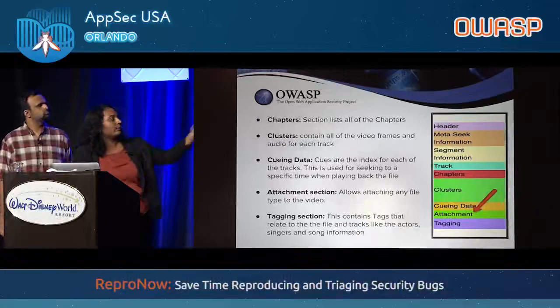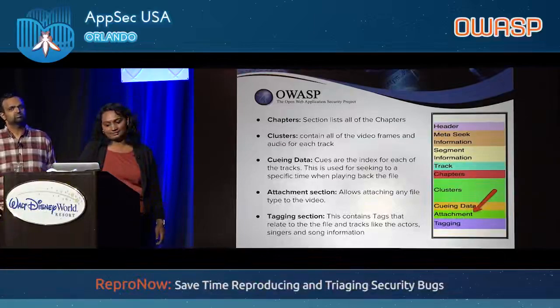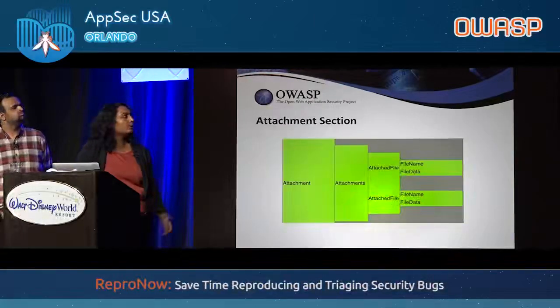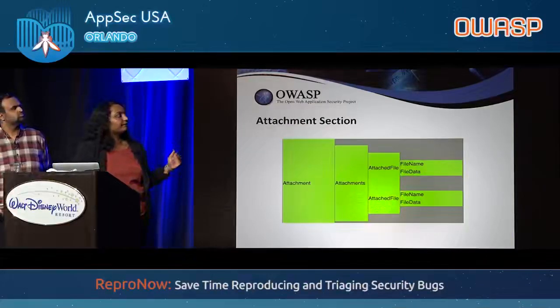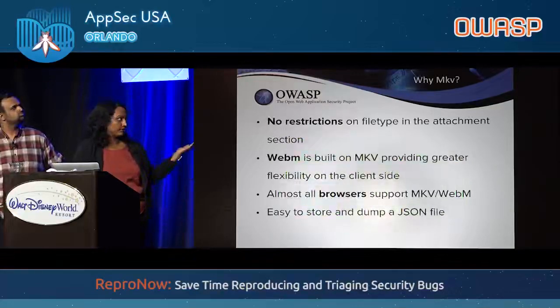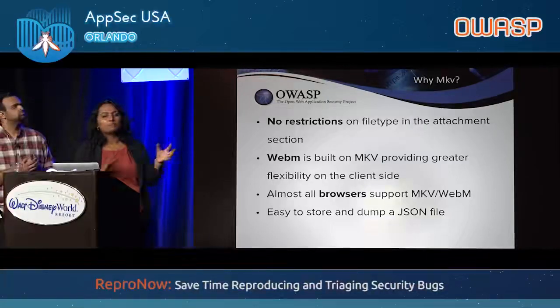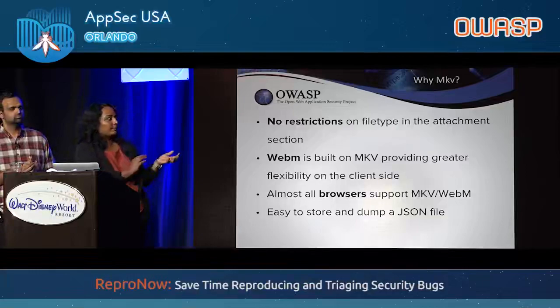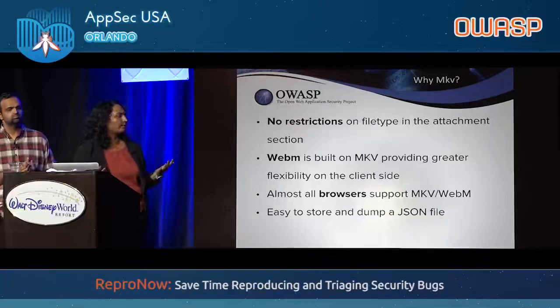So as we've been pointing from the previous slide, attachment is what we were interested in. We dug a little deeper, and it could hold any file type. And all we had to give was the file name and the file data. That's about it. And the MIME type, we had to specify the MIME type. So we were like, this is pretty cool. I mean, there's no restriction on the file type in the attachment section. And again, WebM is built on MKV, so if we mess up some of the codecs or something, we can use WebM and MKV interchangeably. Also, most browsers support WebM and MKV.